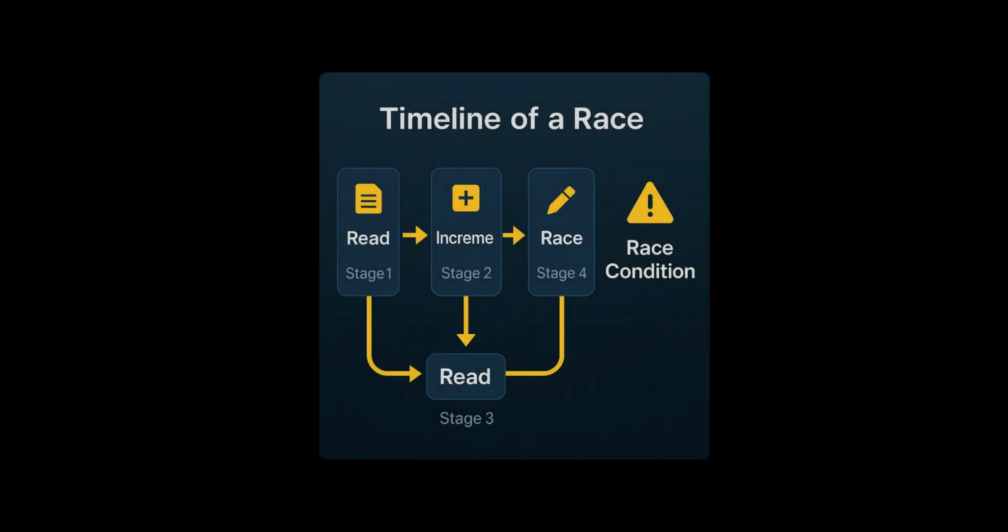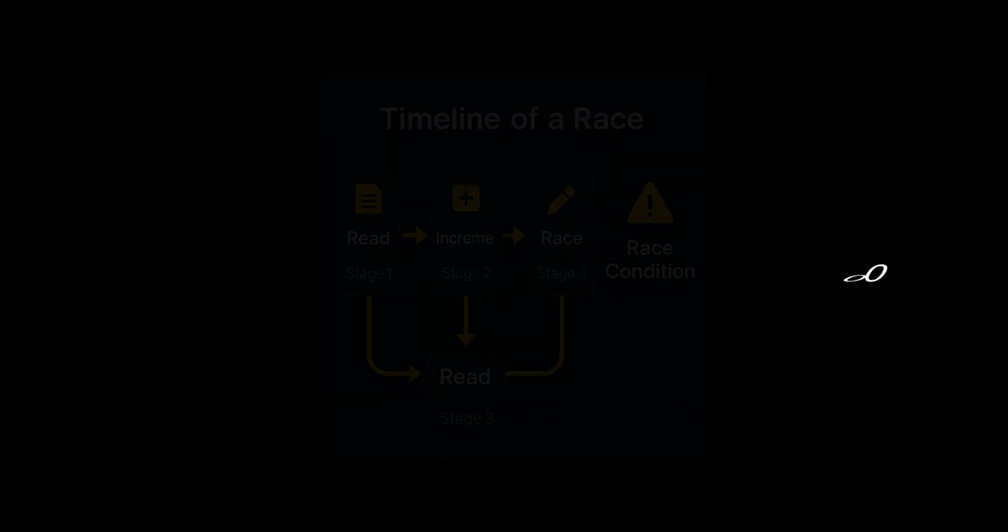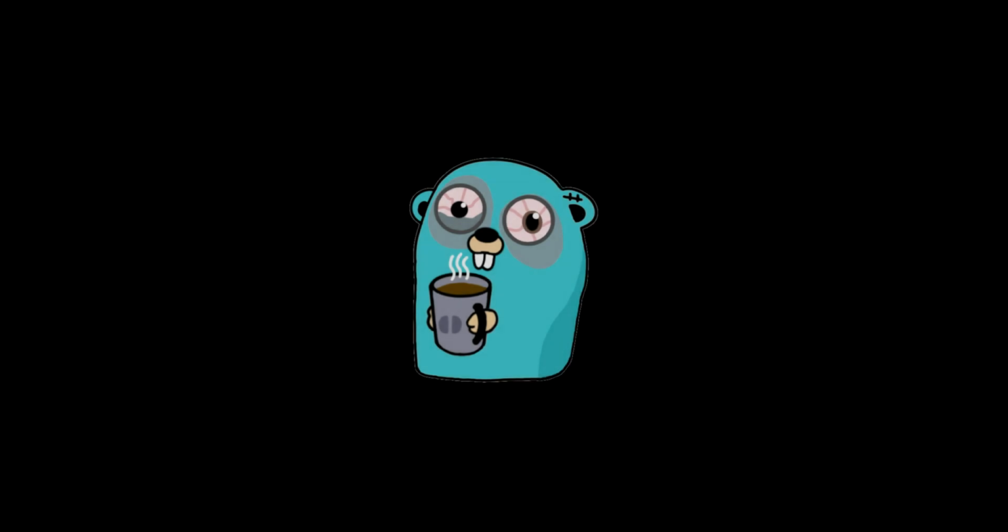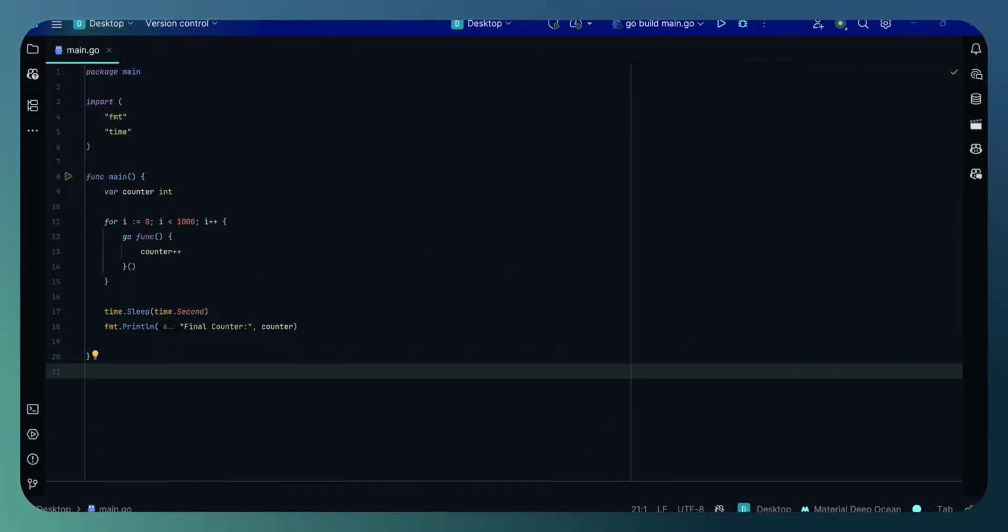Time to get our hands dirty. We're gonna write a simple Go program that spawns 1000 goroutines, each trying to increment a shared counter. Spoiler, it's gonna go wrong, and we'll use Go's race detector to catch it. Here's the code we're working with. This program looks simple, but it's a ticking time bomb.